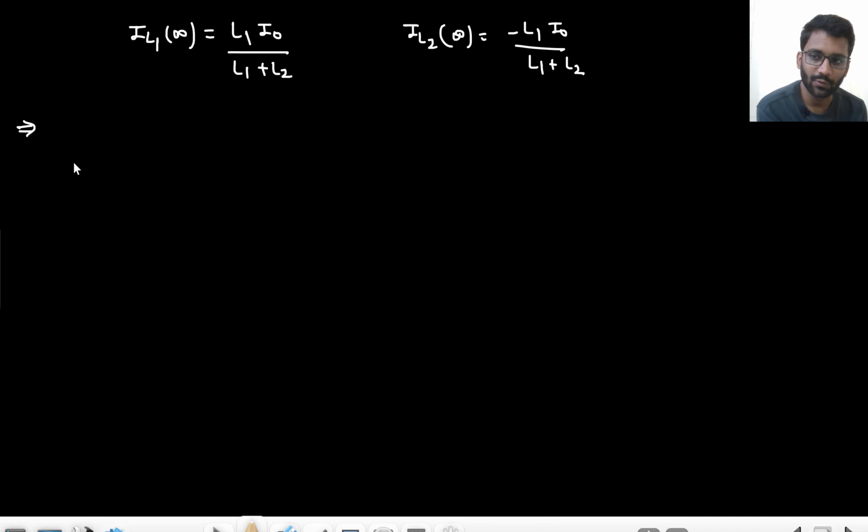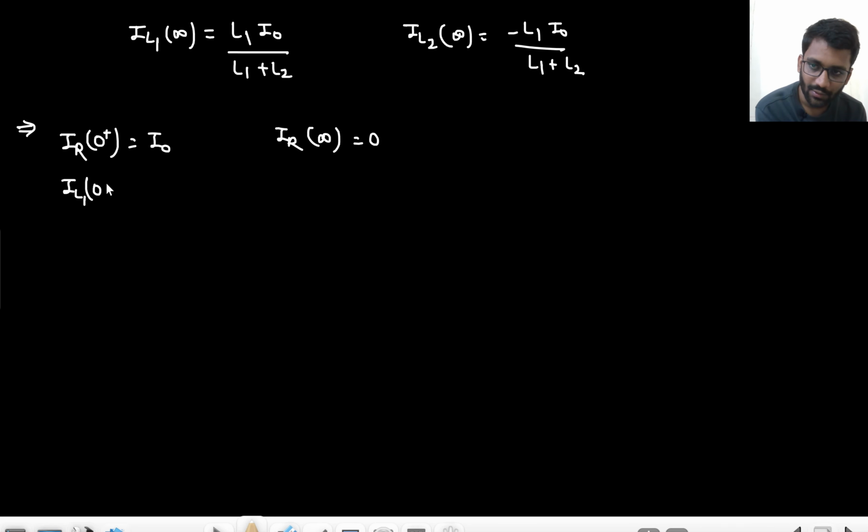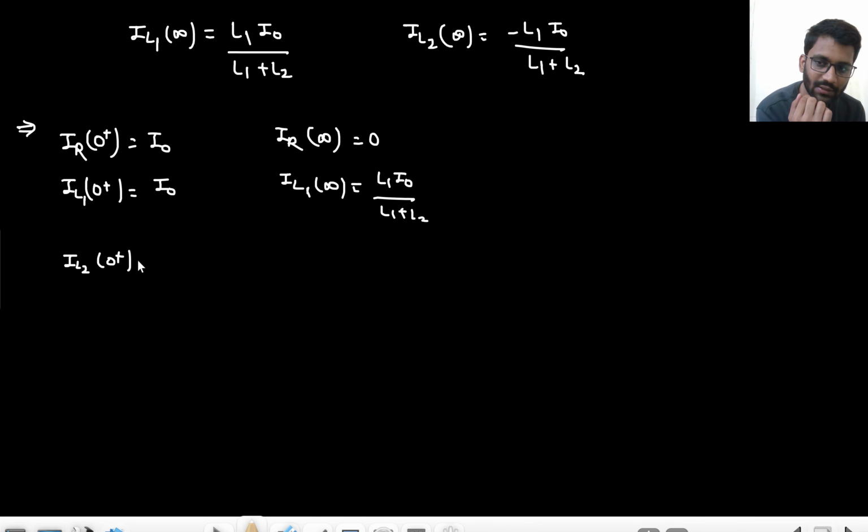So I will write down for all three. IR at t equals 0 plus was I naught, and IR at t equals infinity is 0. IL1 at t equals 0 plus was I naught. IL1 at infinity goes to L1 I naught upon L1 plus L2. IL2 at t equals 0 plus was 0, and then it increases but in negative direction, just because I took the sign like that.